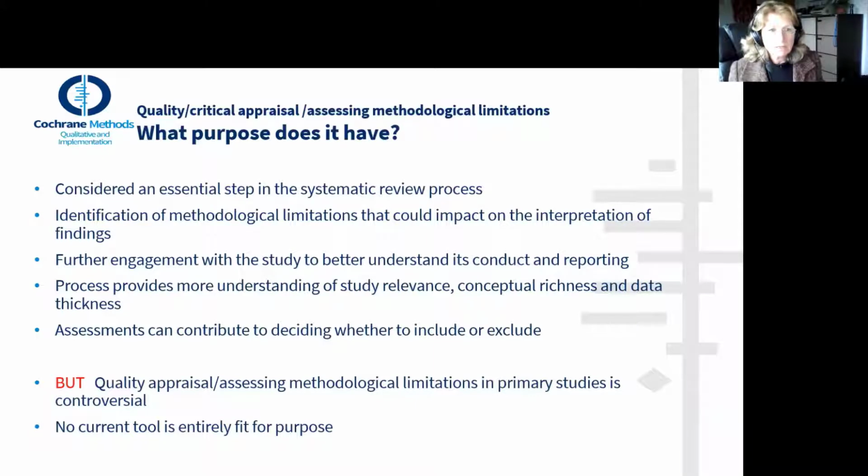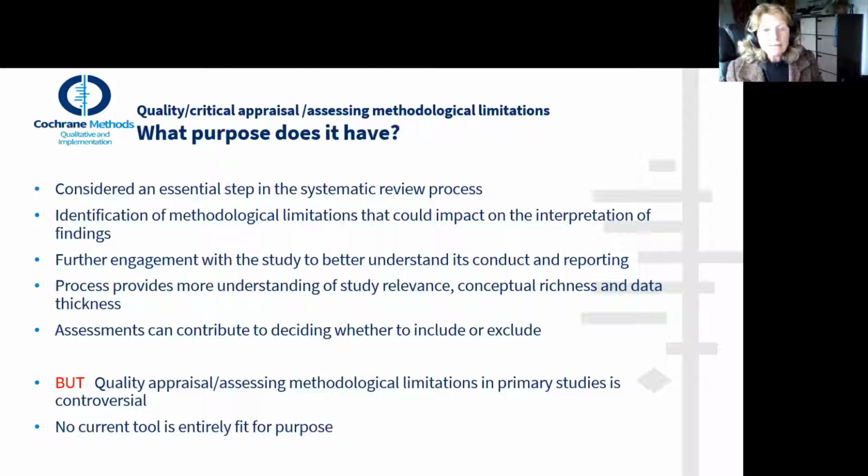So you might have heard it called quality appraisal or critical appraisal. In the Cochrane Qualitative and Implementation Methods group, we like to call it assessing methodological limitations in the primary studies, because that's exactly what you're doing. In most systematic review organizations, assessing methodological limitations in the primary studies is seen as an essential step in the systematic review process. And why is that important? Because those methodological limitations could impact on the interpretation of findings and what they mean.